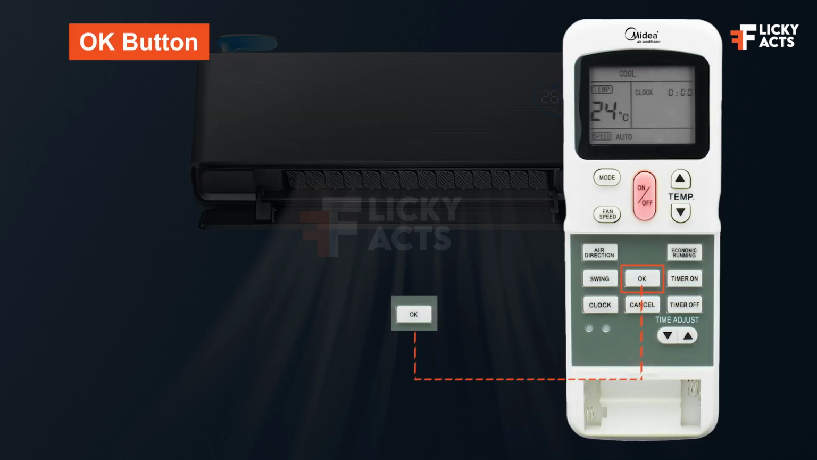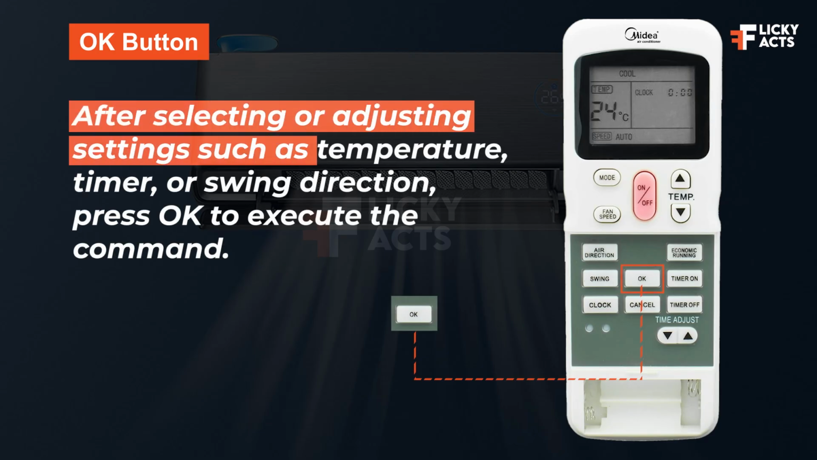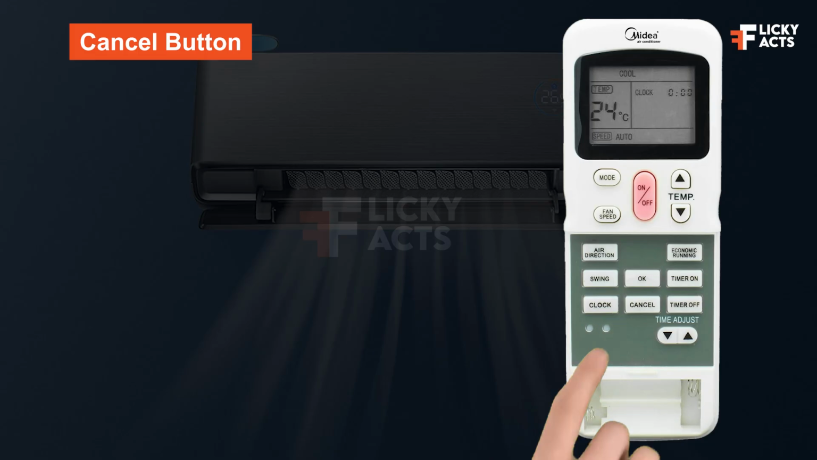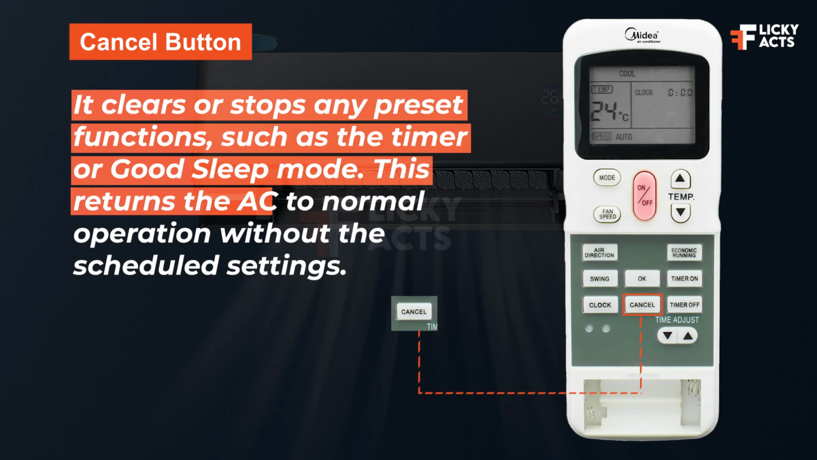The OK button works like a final confirmation key. After selecting or adjusting settings, such as temperature, timer, or swing direction, press OK to execute the command. When you press the cancel button, it clears or stops any preset functions, such as the timer or good sleep mode. This returns the AC to normal operation without the scheduled settings.